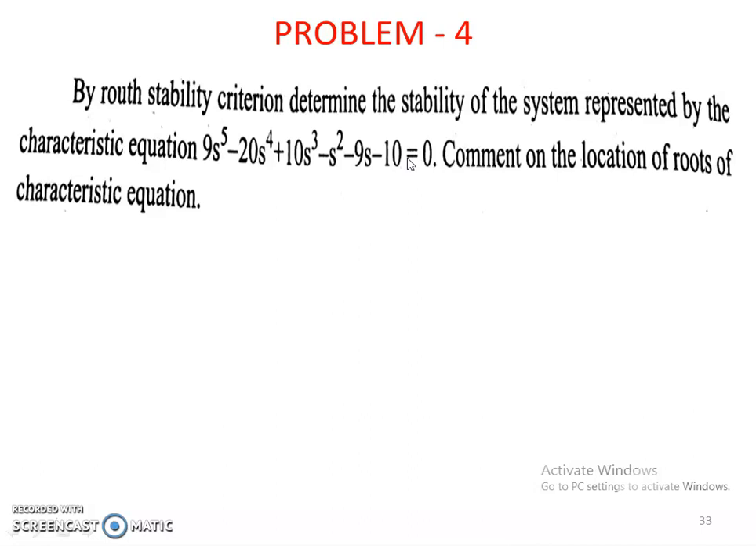After reading the question, we understand that they have given one characteristic equation. From the characteristic equation, we have to form the Routh array. After finding the Routh array, we have to check whether there are any sign changes. If there are any sign changes, then the system will be unstable, and if there are no sign changes, it will be stable. After finding the stability, we have to tell where the roots are located, whether on the left half of the S plane or on the right half of the S plane. So we have to explain. So we will start.